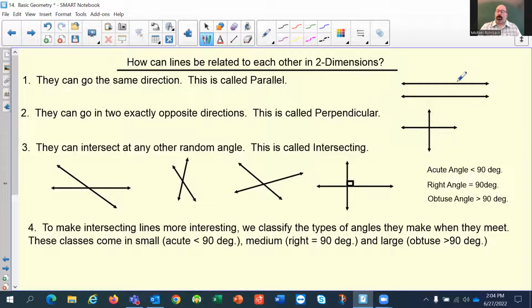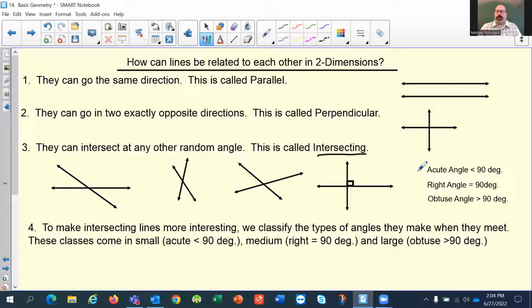Now, if two lines aren't parallel and they're not perpendicular, what else could they be? Well, they could be anything else. So they could cross at any angle measurement. So this is called intersecting. So if lines aren't parallel and they're not perpendicular, they could be intersecting. Now, some more vocabulary that you're going to run into.